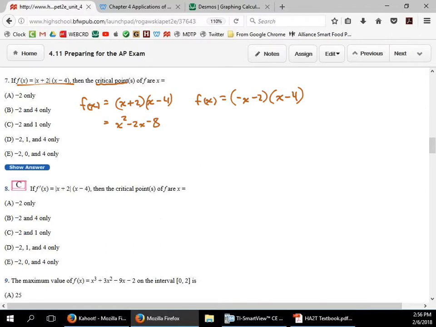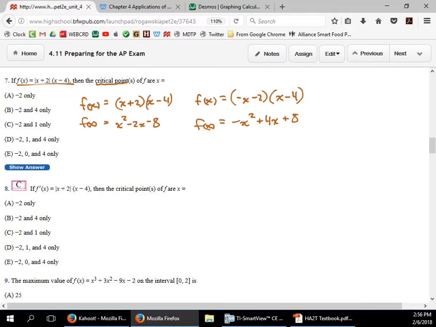Now you have to do foiling or distributing. You go that guy times that guy, and that guy times that guy, and so on. So you get 4 terms, and you have to combine like terms, and that's what you get when you simplify. Let's see the other one. We would get negative x squared, and that would be positive 4x, and then finally positive 8.